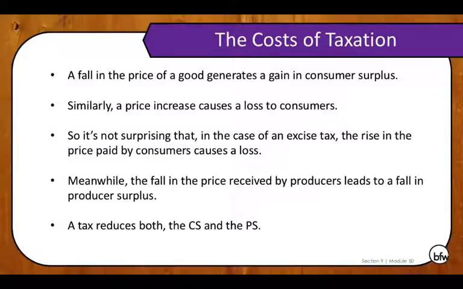A fall in the price of a good generates a gain in consumer surplus. Similarly, a price increase causes a loss to consumers. So it's not surprising that in the case of an excise tax, the rise in the price paid by consumers causes a loss. Meanwhile, the fall in the price received by producers leads to a fall in producer surplus. So a tax reduces both the consumer surplus and the producer surplus, and this is what we refer to as deadweight loss.